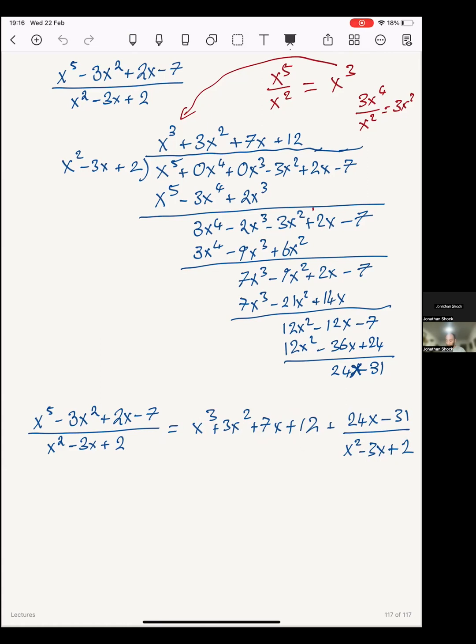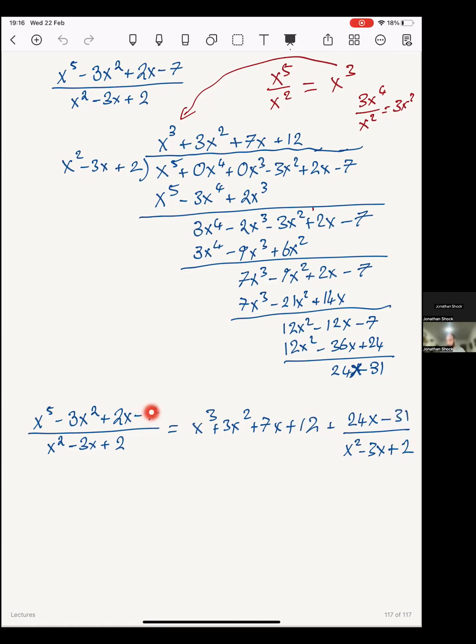If I take this and multiply it by this, the highest order term is going to be x squared times x cubed, which is why we have an x to the fifth here. x cubed times x squared. What about the lowest order term? It's going to be 2 times 24, but we don't have 24 here. But we've got to remember, we've got 2 times 24 minus 31, which is indeed minus 7.